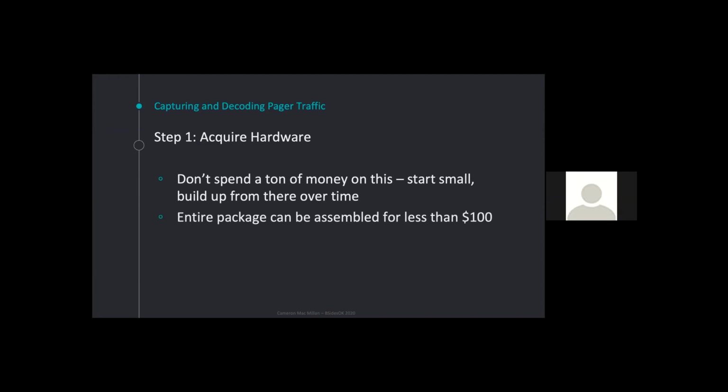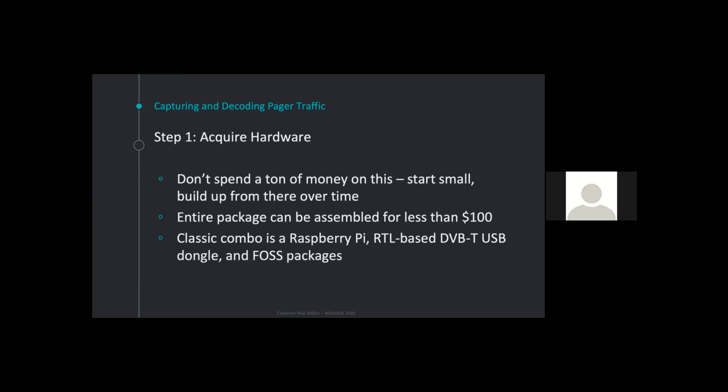Just get something like a Raspberry Pi. Raspberry Pi 4 is a fantastic machine in terms of processing power for doing this, and everything you need can be put together for less than $100. Raspberry Pi, DVB-T USB dongle, and some open source software. One thing I will add, make sure that if you get a dongle, it includes a telescopic antenna.